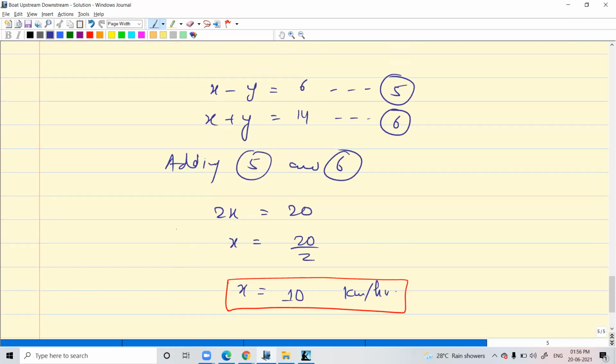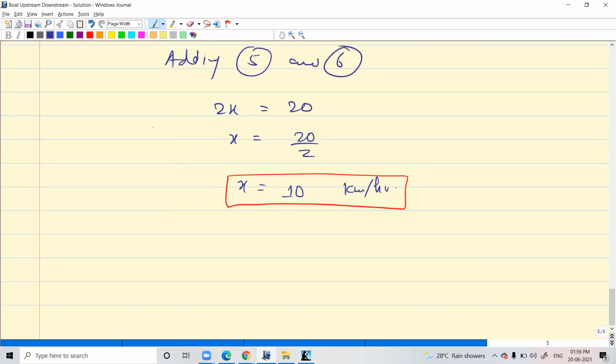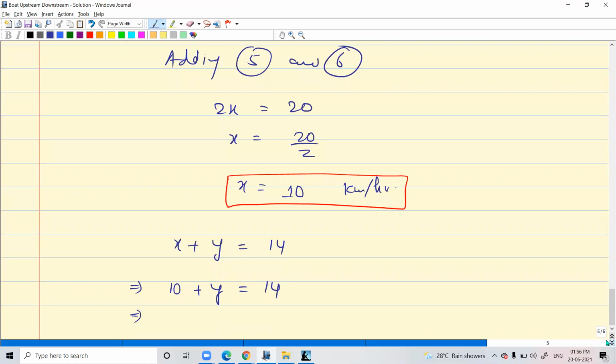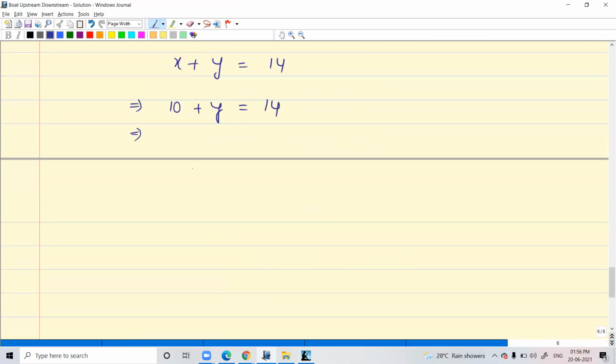Now we know x, so we can find y very easily. x plus y is 14. So put the value of x in that. So x plus y is equal to 14. In place of x, you put 10, plus y should also be 14. So transpose 10 to the other side, 14 minus 10. So y is equal to 14 minus 10. So y is 4 kilometers per hour.